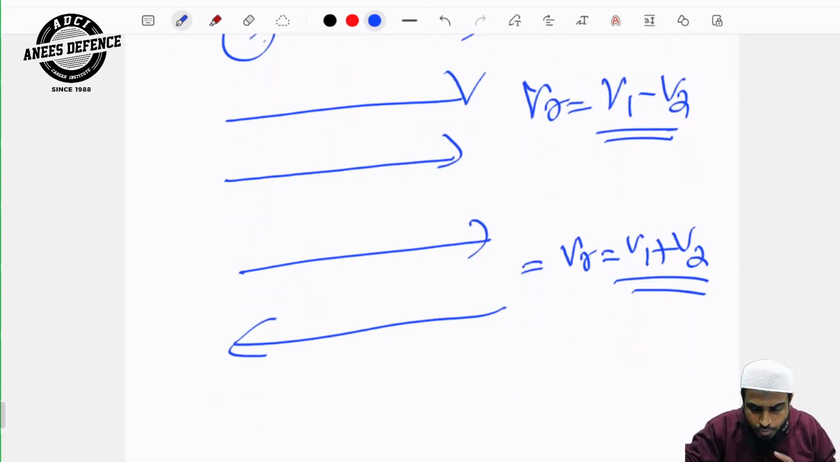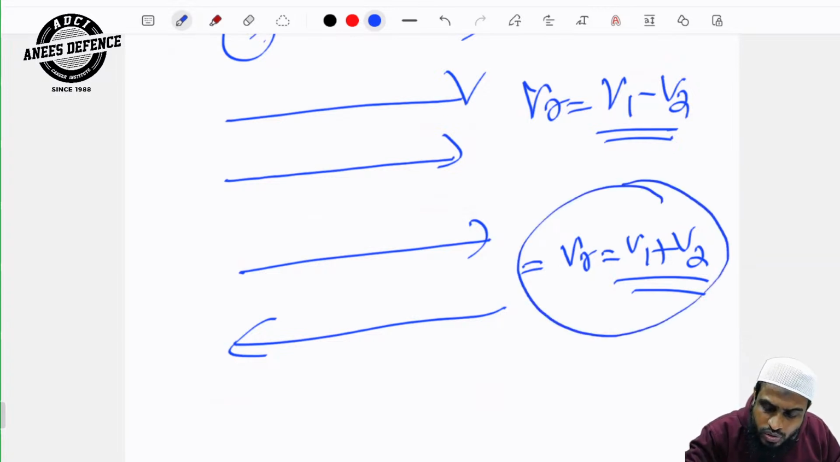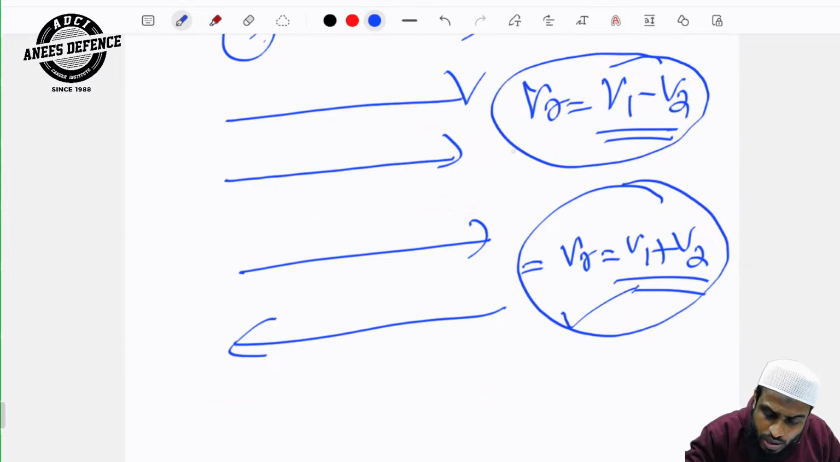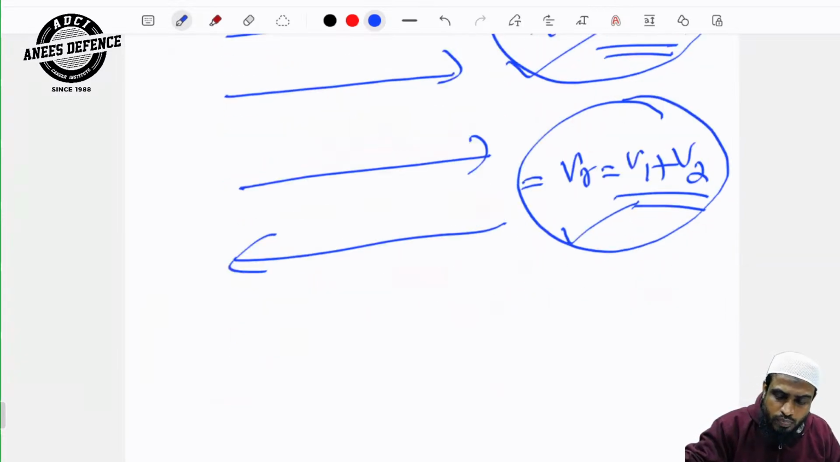So when the person sitting on the first body looks at the person sitting on the other body, they will feel that both are nearby only. So we can say that the relative velocity in the opposite direction should be plus, and in the same direction should be minus. Concept clear? Should not confuse.